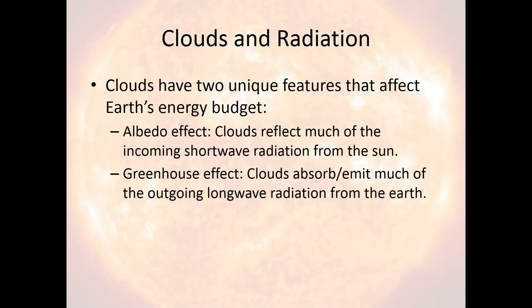Now, the last thing I'll talk about is the effect of clouds on all of this. Clouds are very bright, consisting of many, many water droplets. And they have one of two effects on radiation. The effects are called the albedo effect and the greenhouse effect. So let's talk about them.